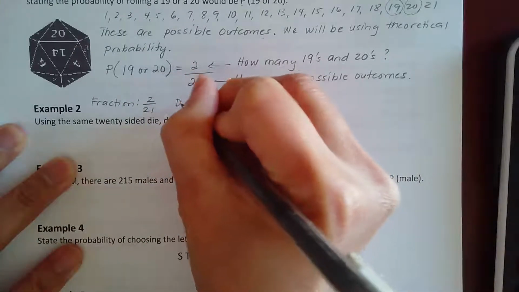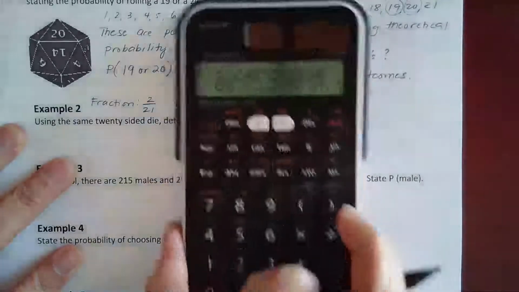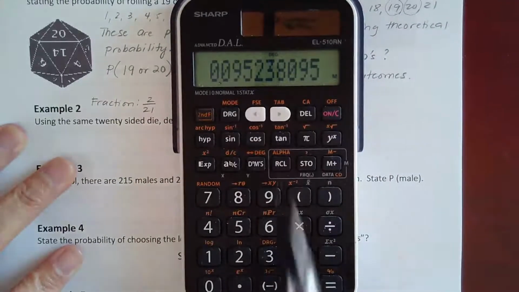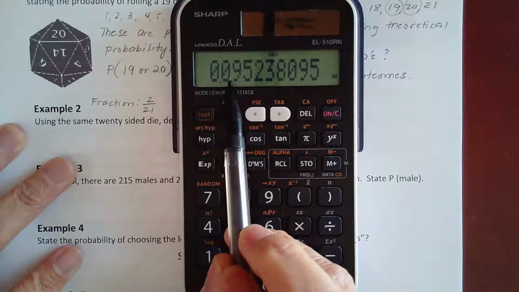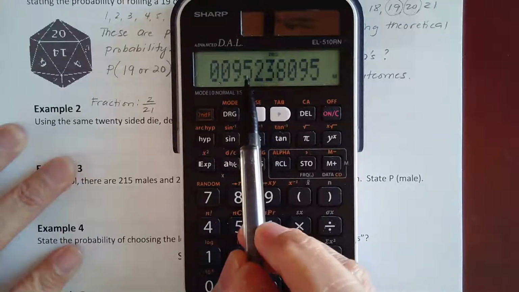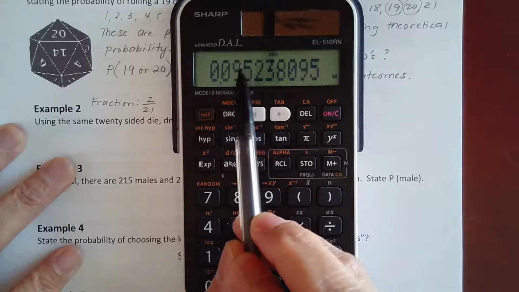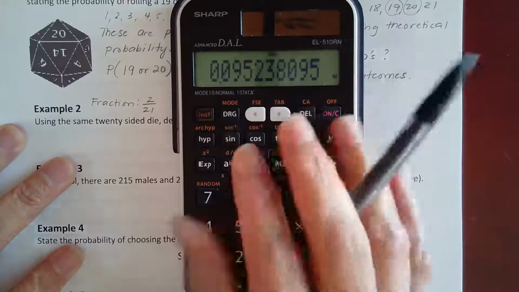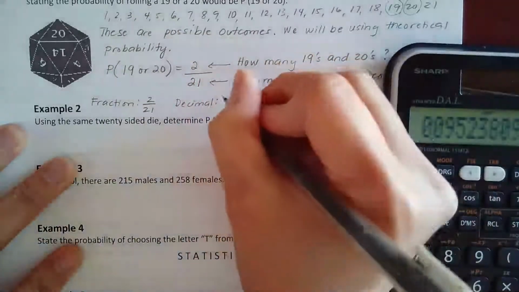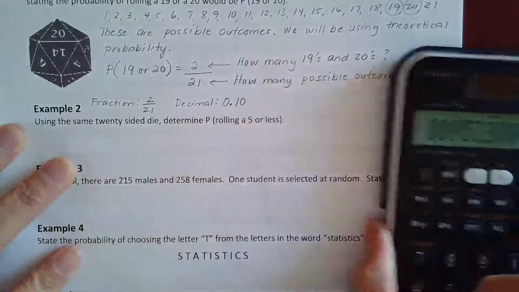As a decimal, I'm going to get 2 divided by 21. I'm going to get 0.0952. So if we were to round it off to two decimal places, this 5 will round off the 9 to 10, and then the 1 will be carried over here. So it's going to be 0.10. So that's a decimal.